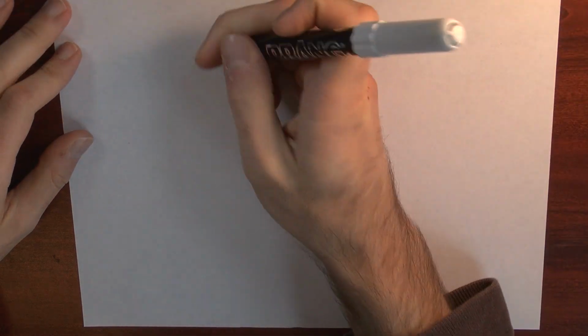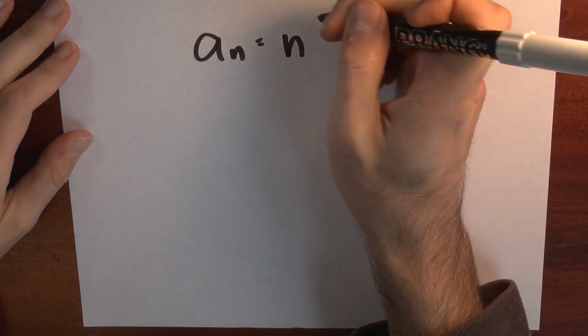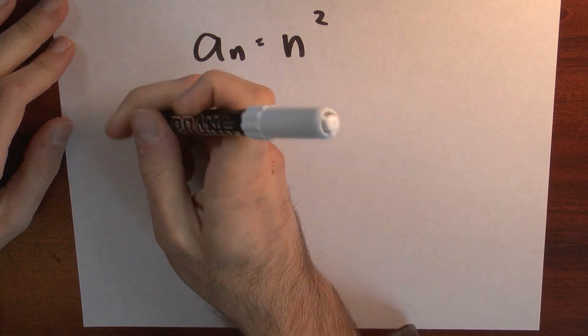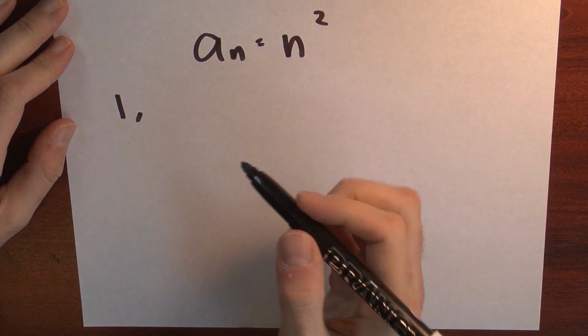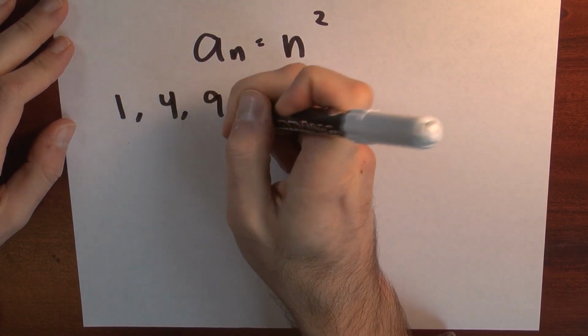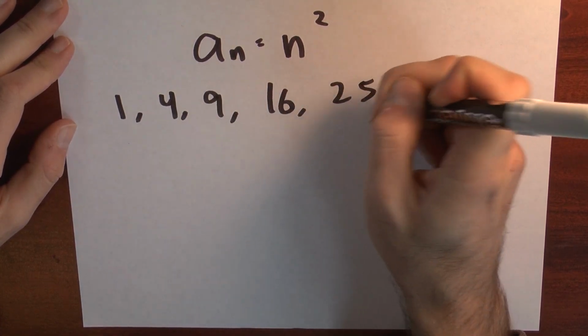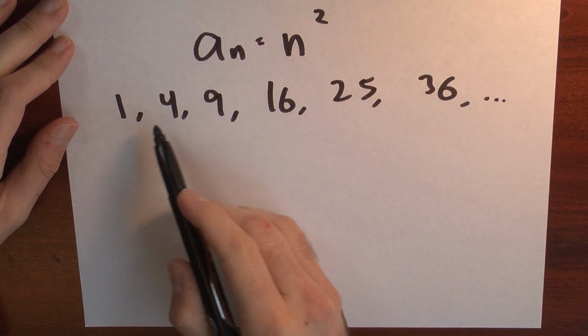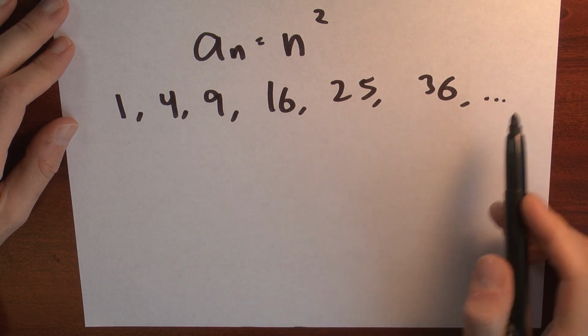For example, the sequence a sub n equals n squared is an increasing sequence. I can write out the first few terms. The a sub 1 term is 1, then 4, 9, 16, right? These are just the perfect squares. And the claim is that this is an increasing sequence, that as I go farther out in this sequence, the terms get bigger.